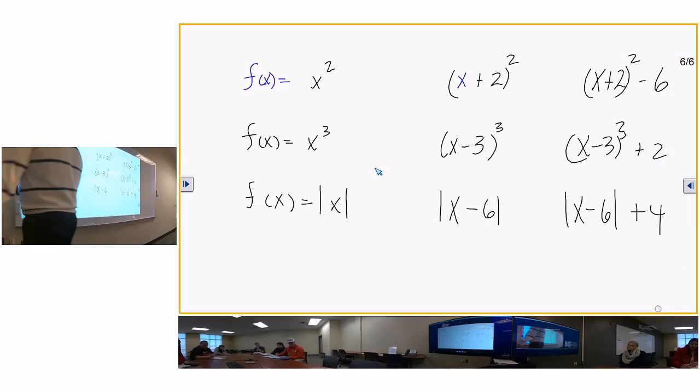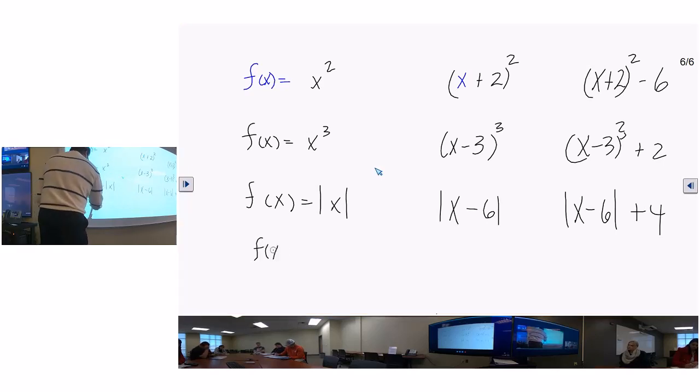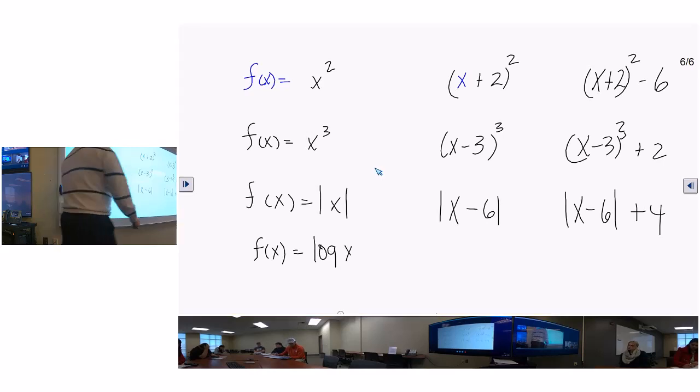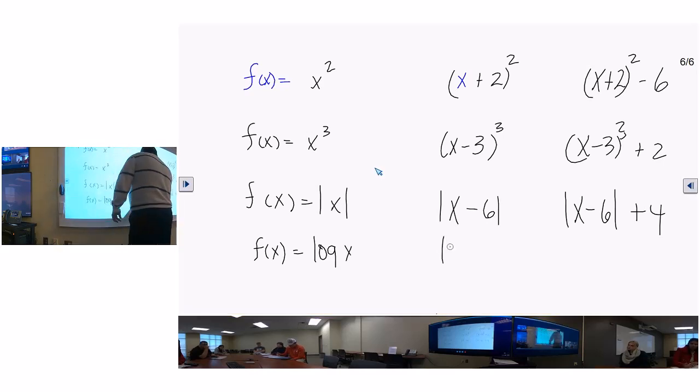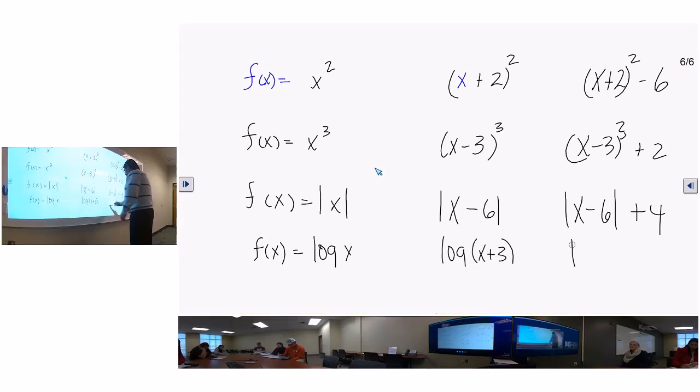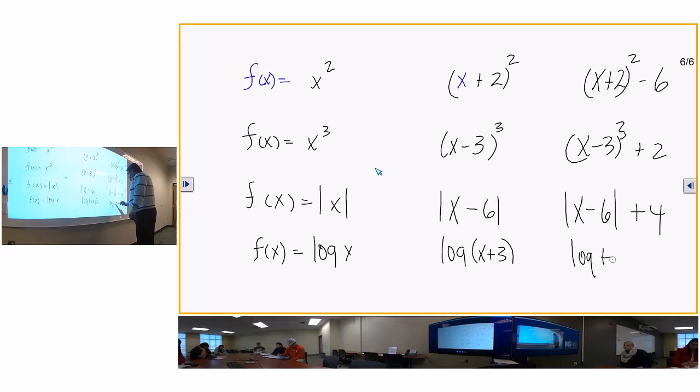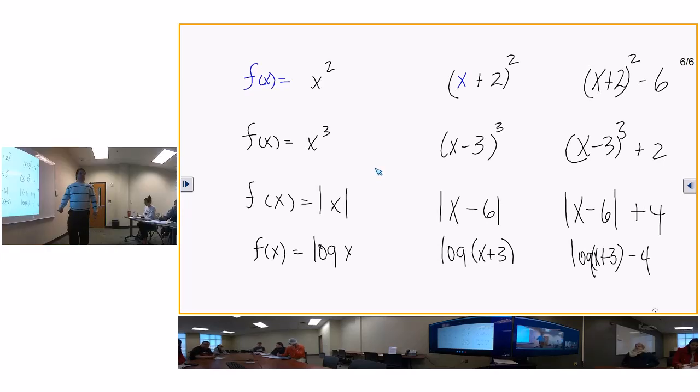And then move into the logarithms. f of x is equal to the log of x. Log of x plus 3. Log of x plus 3 minus 4. And graph those 3. And then move into the what?